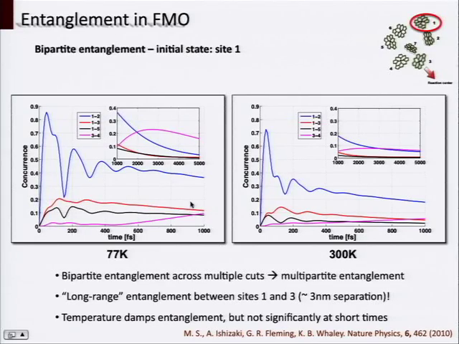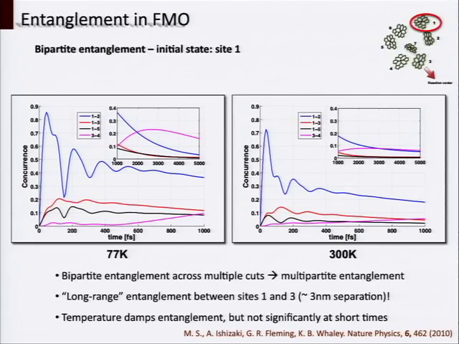And why this is surprising is that 1 and 3 are almost as far apart as they could be in this complex. They're about 3 nanometers separated, and they have negligible direct coupling. Right? If you just look at the direct coupling between these things, they're not very coupled at all. So this entanglement, this non-local correlation between these two, is mediated by the interaction with the rest of the system.